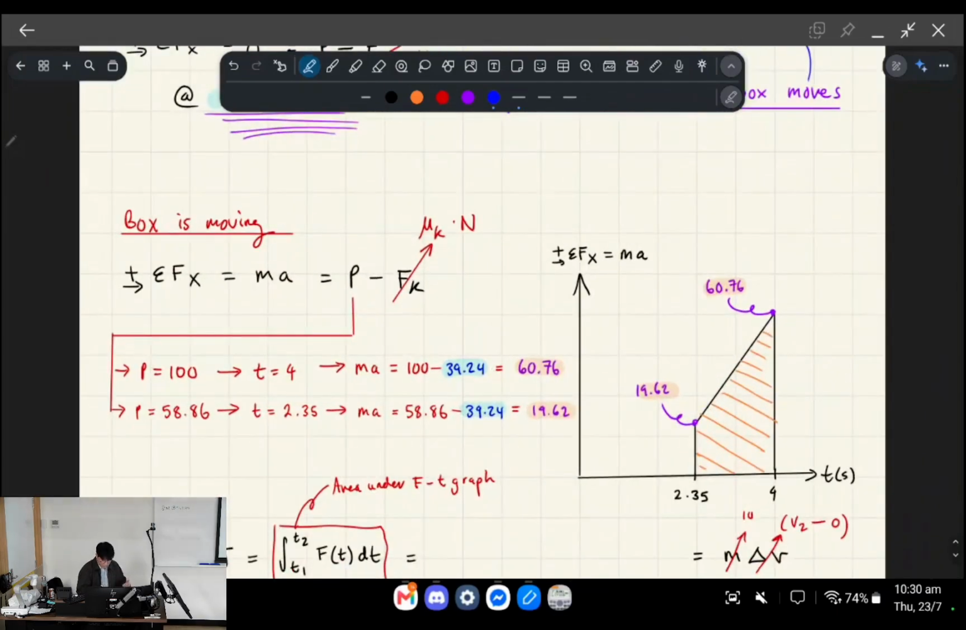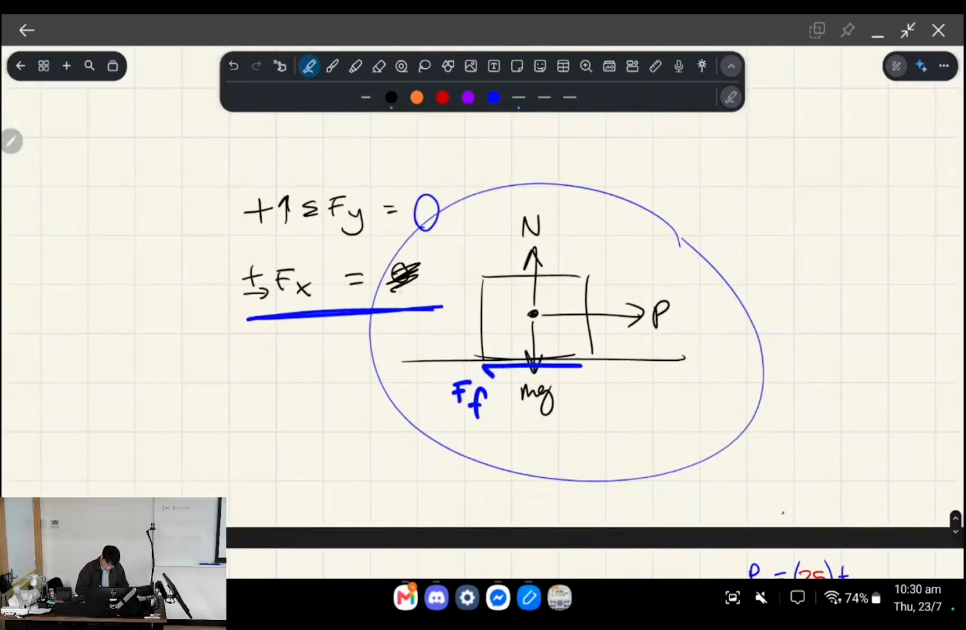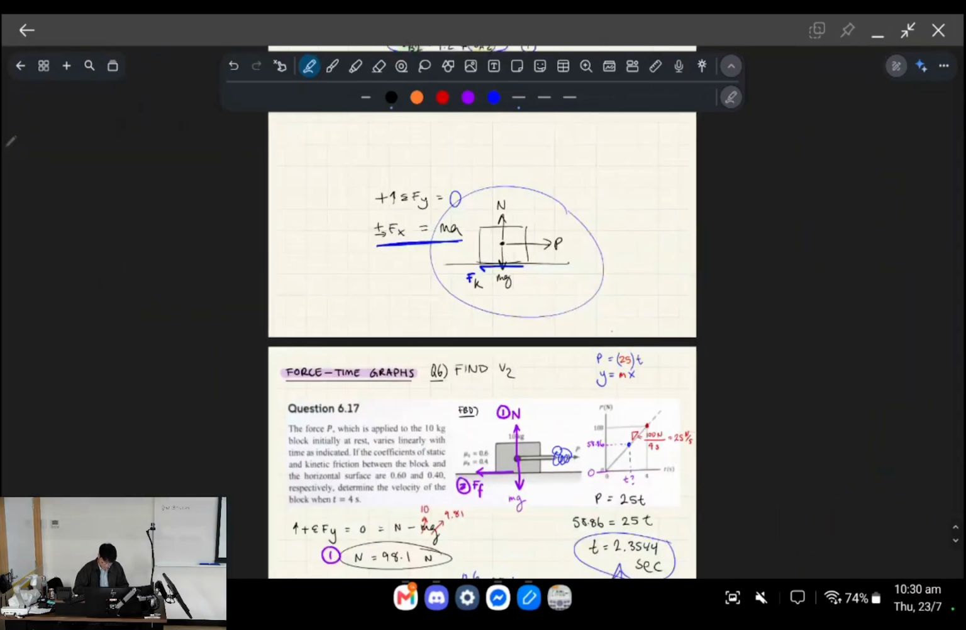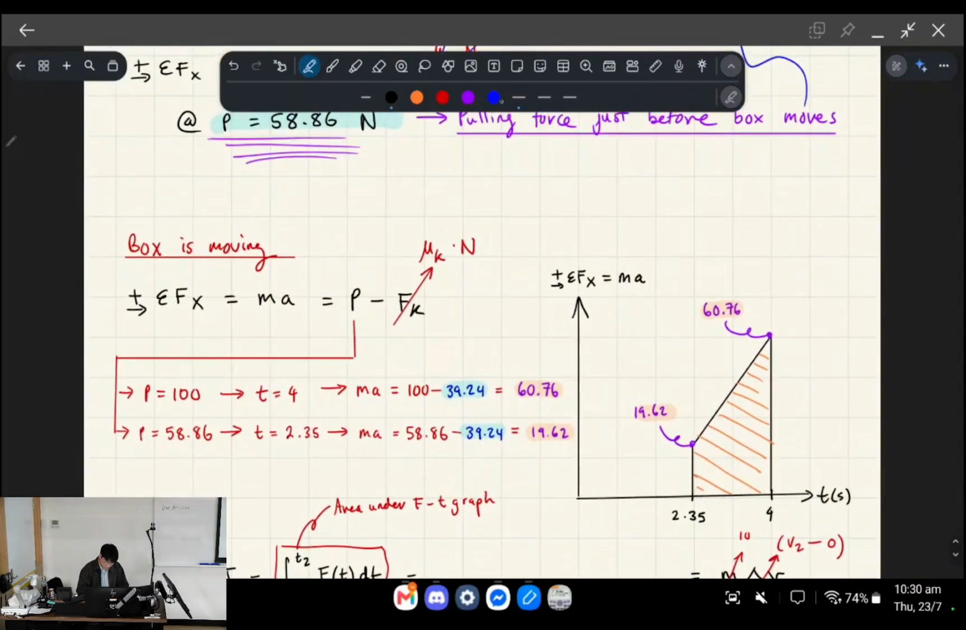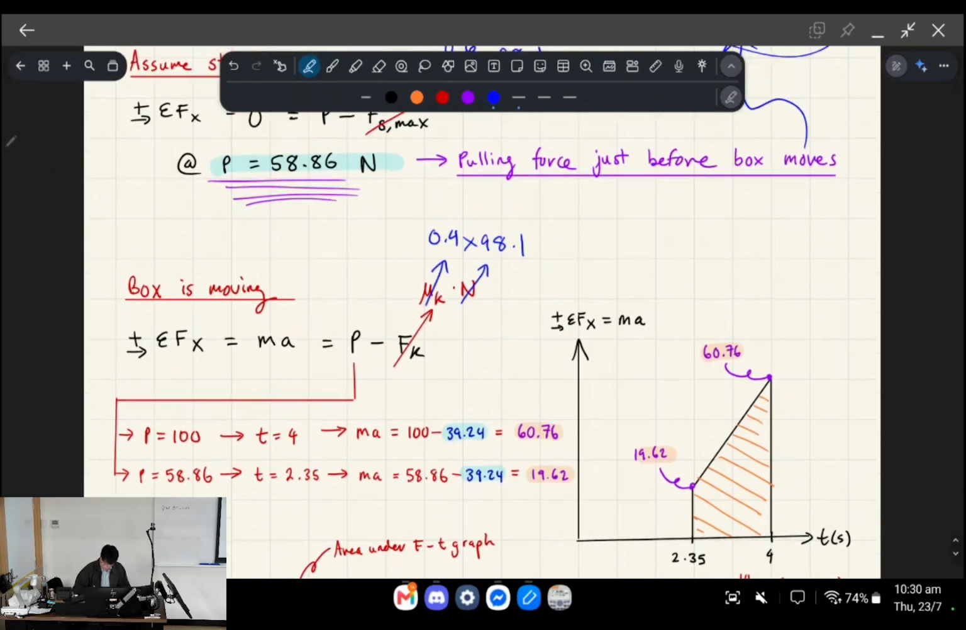So now the box is moving, and the rules have changed. Now we're dealing with the equation of motion, F equals ma, and there's going to be a constant rolling friction of Fk. We can work out Fk. We're given that mu k is 0.4, and the normal force is 98.1, which stays the same, giving us 39.24 newtons. So this is the rolling friction.